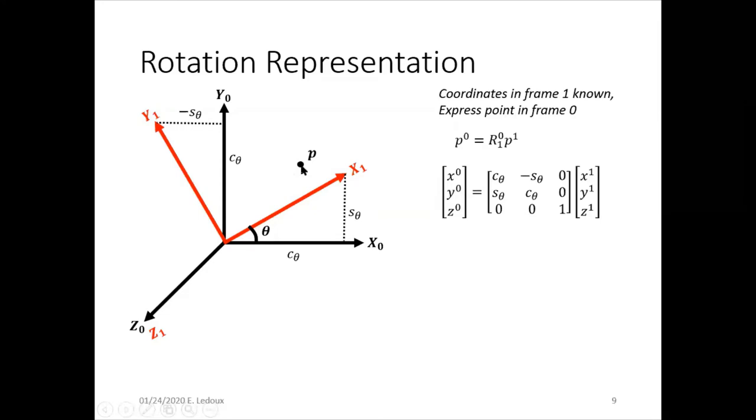If we want to express this point, and say we know the coordinates in frame 1 and we need to express the point in frame 0, we can just multiply by the rotation matrix. P0 equals R1 with respect to 0 times P1. And you see sort of the ones would cancel and you end up with the 0. So we do matrix multiplication here. To get the original point, we multiply that rotation matrix by the point in frame 1.